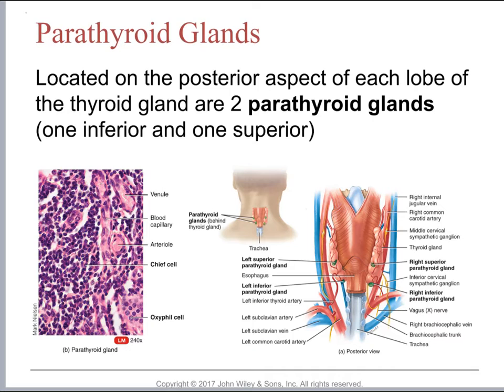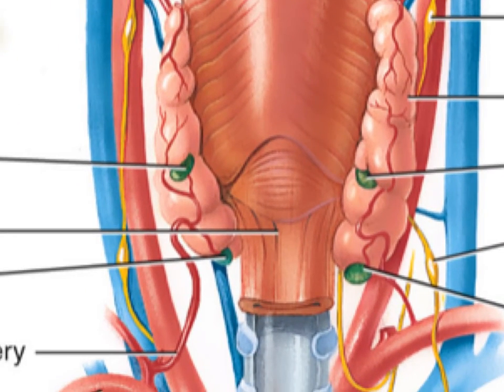The next gland we're going to talk about is the parathyroid gland. Now, it is located on the posterior back aspect of each lobe of the thyroid, and there are two parathyroid glands, one inferior and one superior. So let's zoom on in, and here we go, where it wraps around the trachea. There it is, 1 spot, 2 spot, 3 spot, 4 spots.